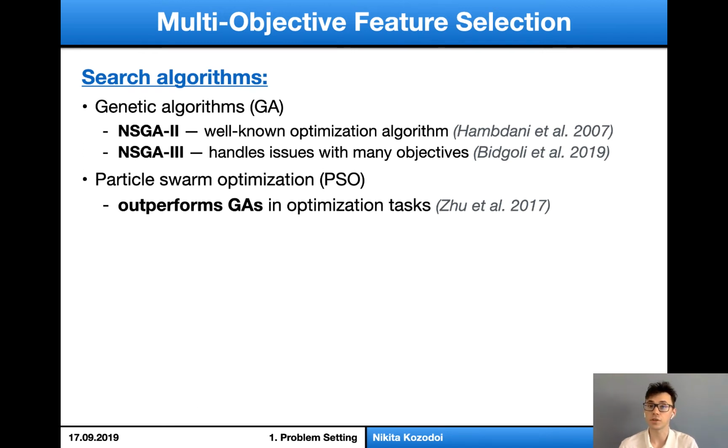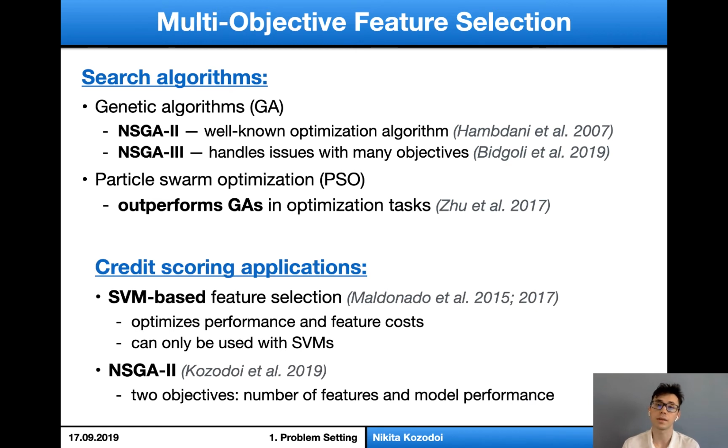NSGA2, which stands for the non-dominated sorting-based genetic algorithm, is one of the most well-known multi-objective optimization algorithms. Recently, NSGA3 was proposed as an improvement of NSGA2 that handles issues appearing in many-objective optimization. Research in different fields outside of the feature selection domain has also shown that particle swarm optimization techniques outperform genetic algorithms across a wide range of different optimization tasks. However, looking at the credit scoring domain, the research on multi-objective feature selection has been scarce.